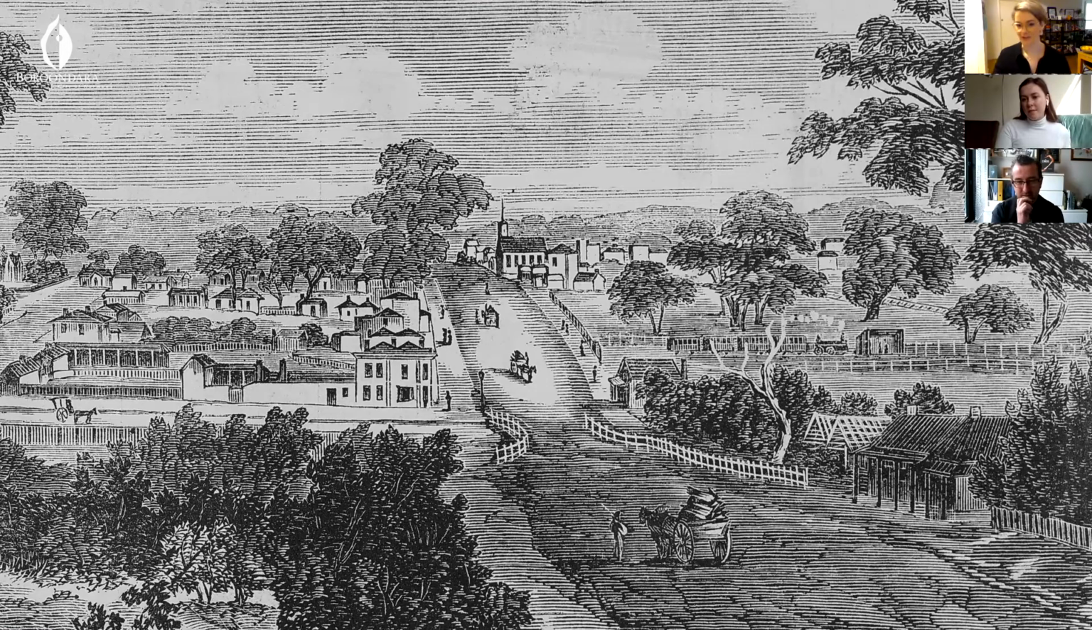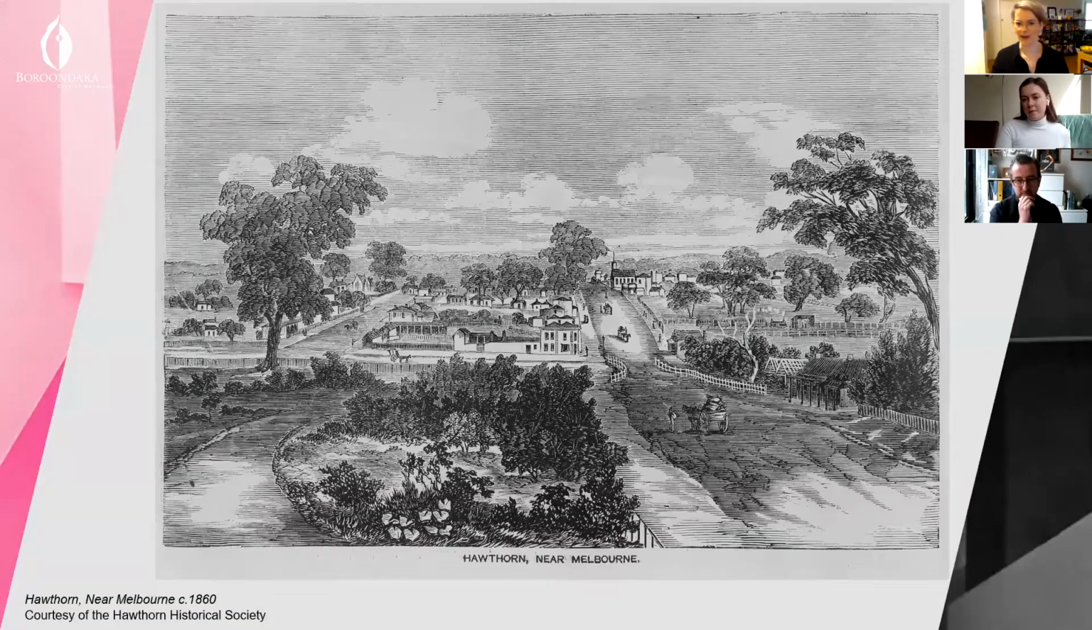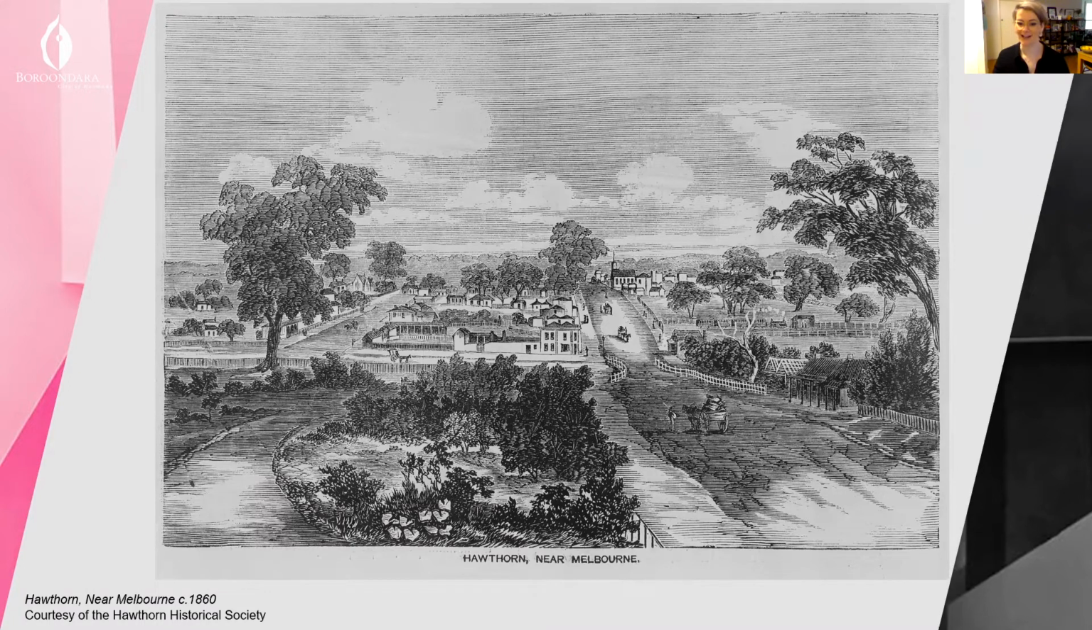In 1863, so this image is from 1861, but in 1863, Hawthorn was declared a borough. And some other significant things: in 1865, water came to Hawthorn, and in 1869, the gas came too. And by the 1880s, this town was growing, and this little town hall, which was on the corner of Glenferrie and Beryl Road, really wasn't cutting it anymore. And there were calls to build something bigger, to make it a bit more special and larger.